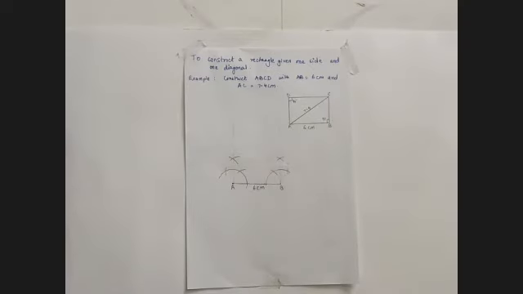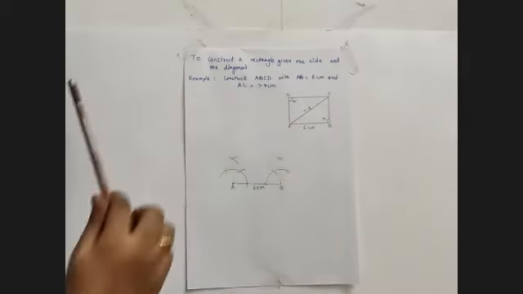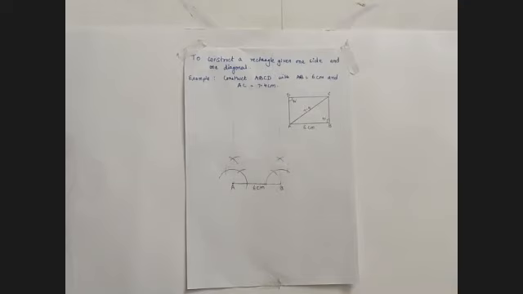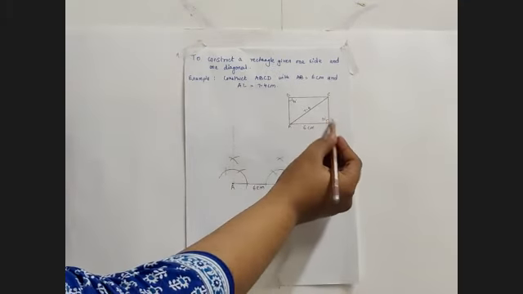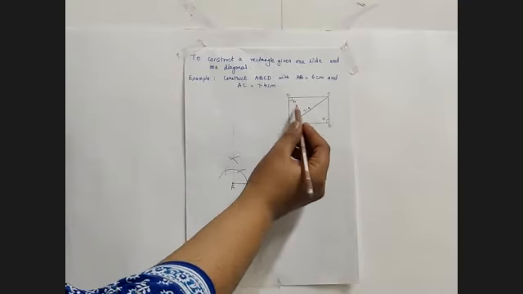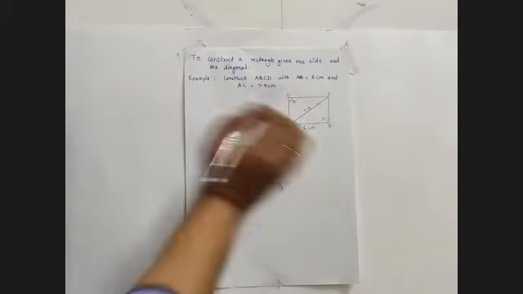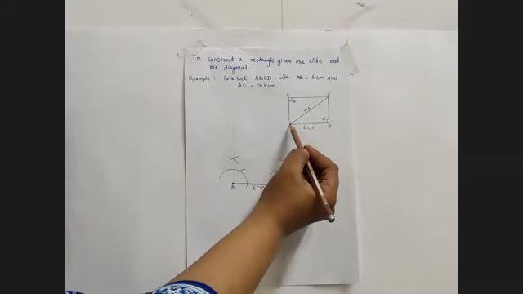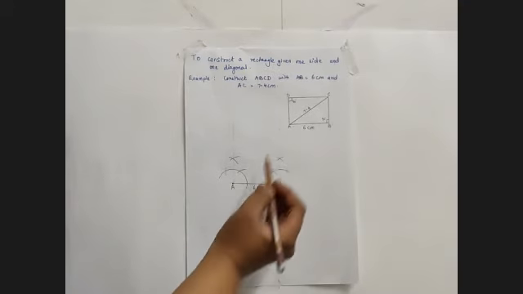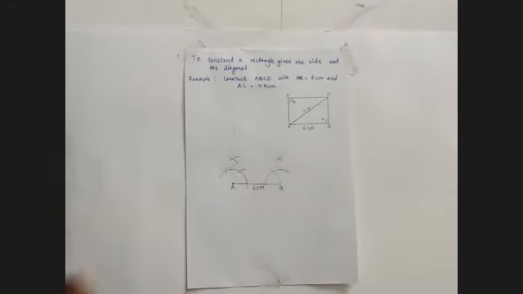Now the next type is to construct a rectangle given one side and one diagonal. We have to construct ABCD with AB is 6 centimeter and AC is 7.4 centimeter. 6 centimeter I have already constructed, and here also we will be using the 90 degree, right? Because I have only two elements with me. So other three I need, right? So what we will be doing? First we will be doing AB, the base, and here I will construct 90 degrees.